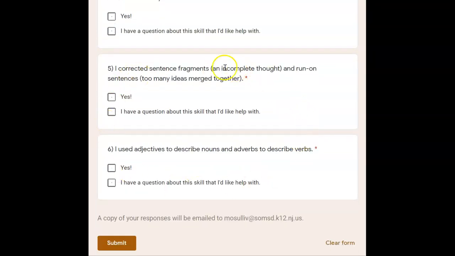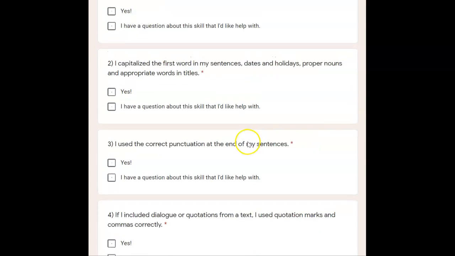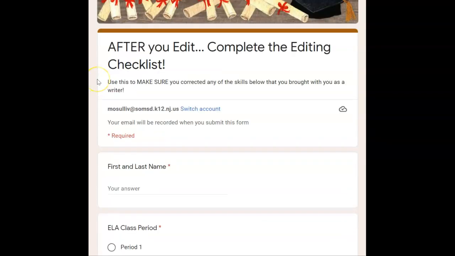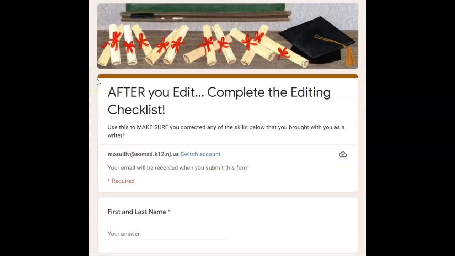And then 5 and 6 are really where we want to see where you are and what you remember. So I corrected sentence fragments, incomplete thoughts, and run-on sentences, too many thoughts together. And did you use, in number 6, adjectives to describe nouns and adverbs to describe verbs? We kind of want to know where everyone is on these things. So you're going to use this as your checklist. And these are the things we would like to make sure you've corrected before we turn this in tomorrow and celebrate.